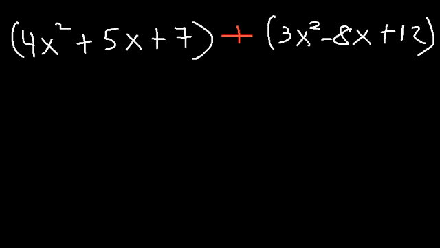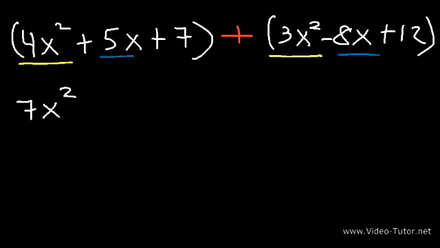What we need to do is combine like terms. 4x squared and 3x squared are like terms. So let's add them. 4 plus 3 is 7, so this is going to be 7x squared. Now 5x and negative 8x are like terms. 5 minus 8 is negative 3. And finally we can add 7 and 12, which together is 19. So that wasn't too bad, right?